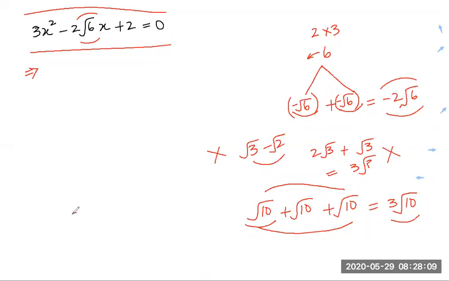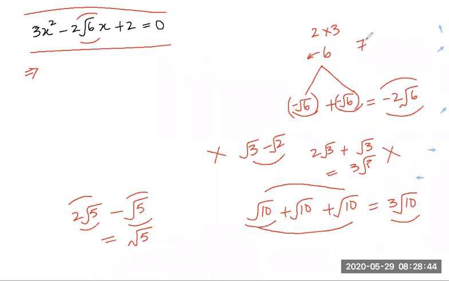Similarly, Jasmine Kaur, what is 2 under root 5 minus under root 5? Can you tell the answer? Again, imagine under root 5 to be a cat. 2 cat minus 1 cat is equal to 1 cat. So that is equal to under root 5. Okay, now another question.